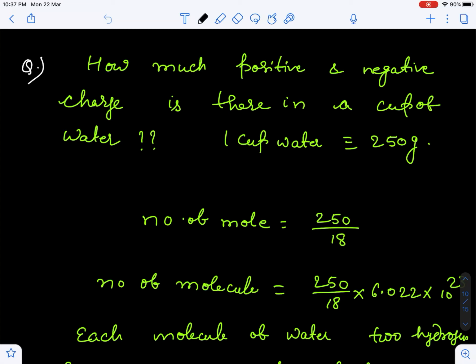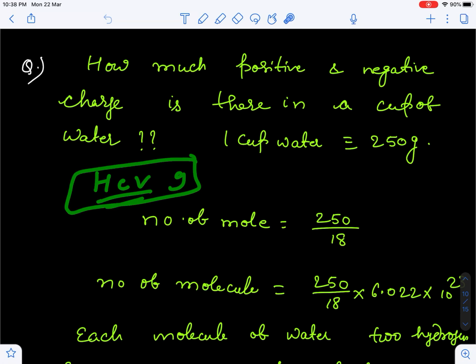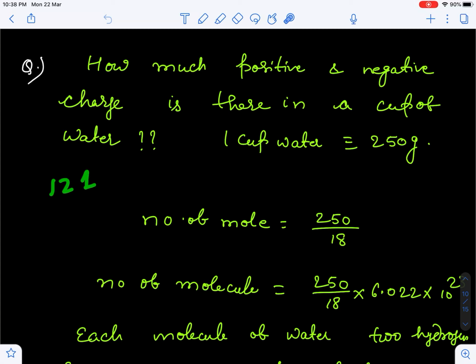So the first question I have taken from NCERT, on the basis of which you can solve HCV question number 9. So after this video you should try. The chapter is electric field and potential, page number 121, question number 9 of HCV, just the same as this question which I am taking.